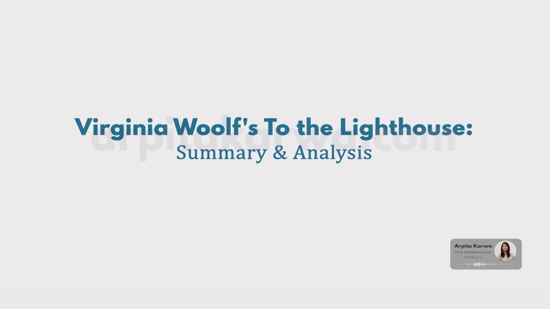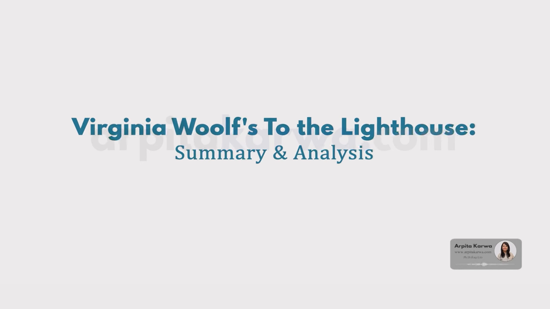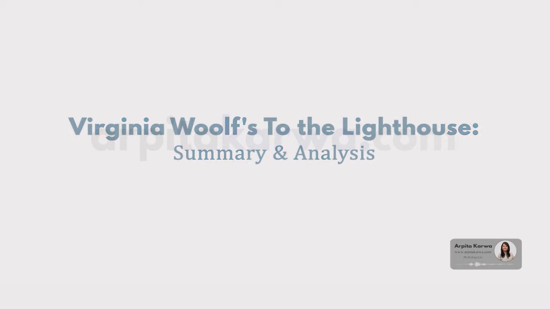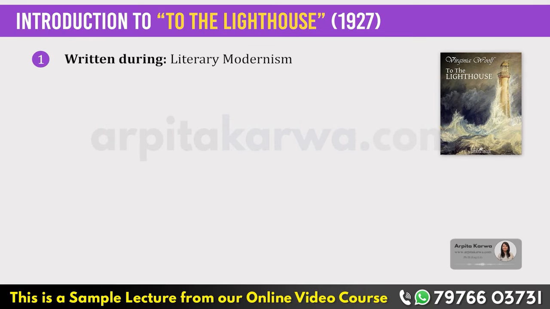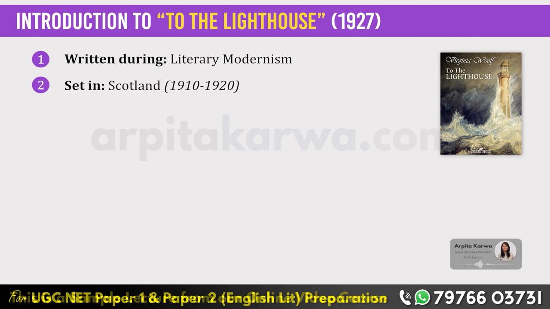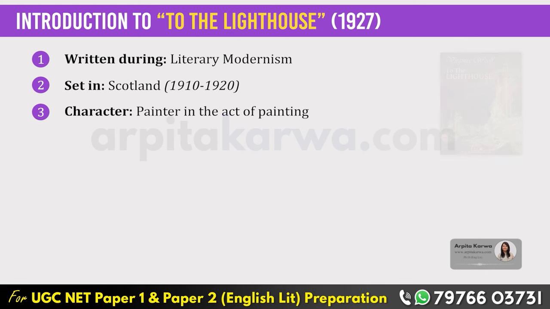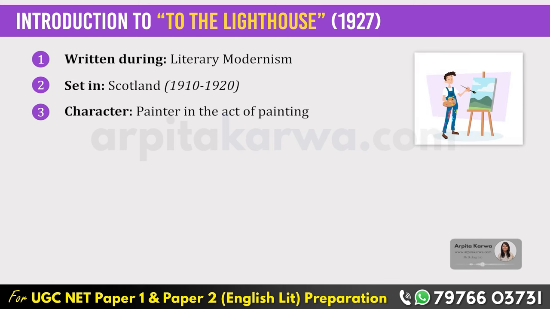Now friends, we'll be covering the summary of To the Lighthouse, written by Virginia Woolf today. Now this novel was written in the period of literary modernism. The story is set in the period of 1910 to 1920 in Scotland. And in this work, a painter in the act of painting actually figures as a character.